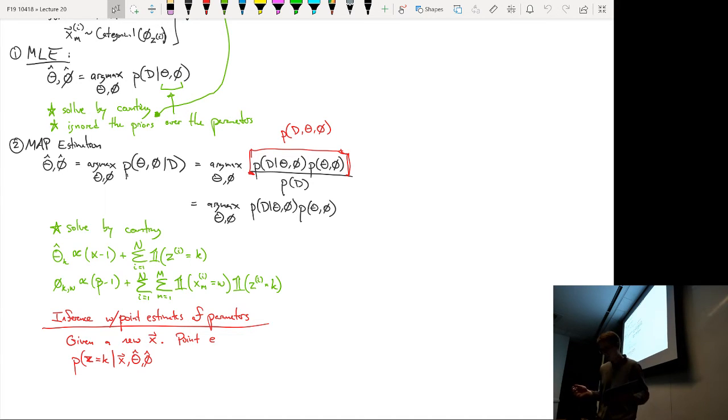So if you were to do this, this would just be given by the naive Bayes model, right? What's the naive Bayes model? Oh, it's just the thing that we didn't even bother writing down. Probability of z equaling k given theta hat, times a product from m equals 1 up to capital M of the probability of xm given z and phi.